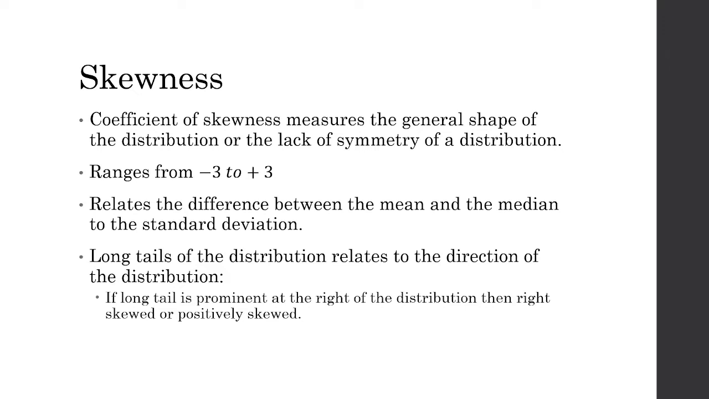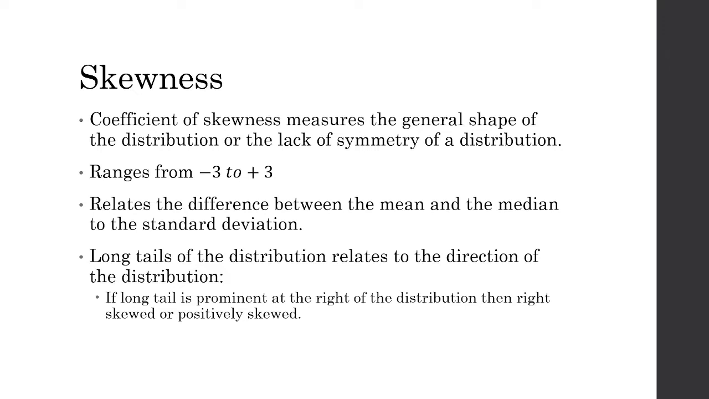So, our skewness ranges from -3 to +3. Right? That number is actually related to the uses of our standard deviation. But in any case, when we compute skewness, skewness may only have a value of -3 to +3. So it relates the difference between the mean and the median to the standard deviation.